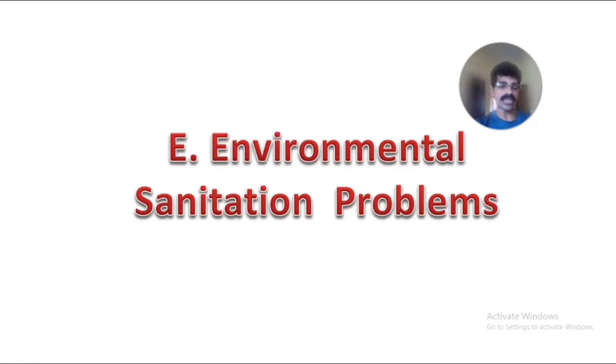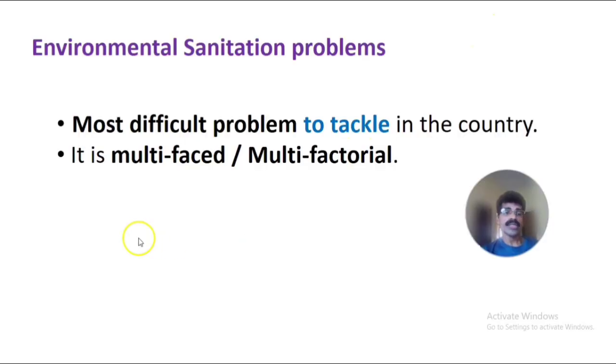The fifth one is environmental sanitation problems. The fifth classification is environmental sanitation problems in India. I have already uploaded a video regarding environmental issues, environmental problems and suggestions. Please go through that and understand more about environmental sanitation problems in India. So environmental sanitation problem is the most difficult problem in India for the Indian government to tackle, the most difficult problem to solve in the country.